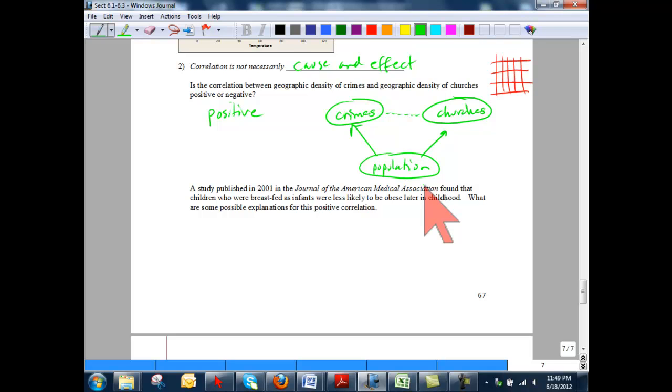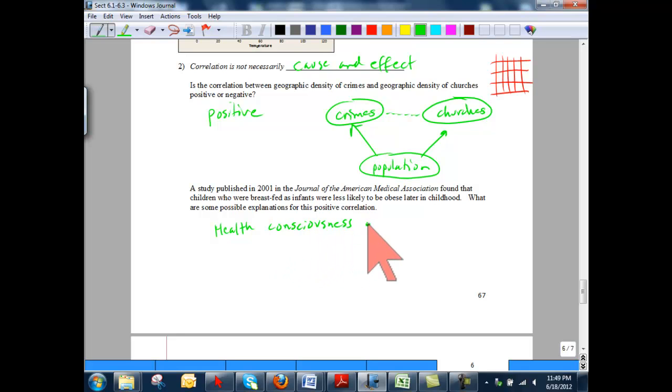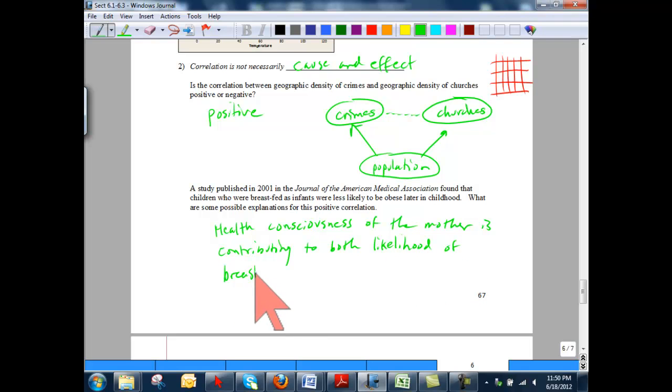And so in this case, the health consciousness of the mother is contributing to both likelihood of breastfeeding and healthy weight.